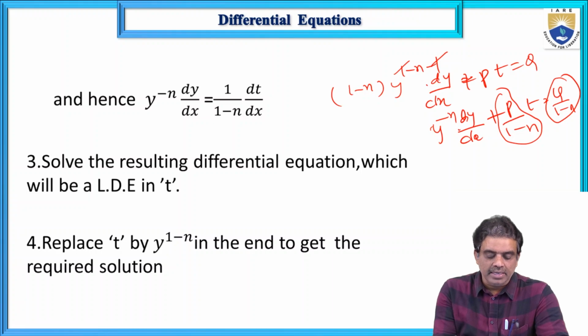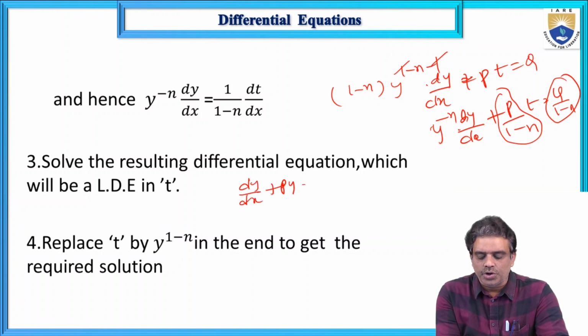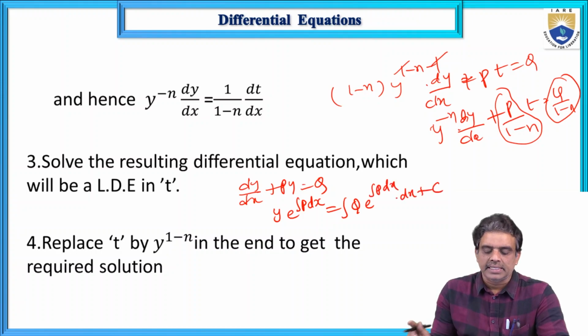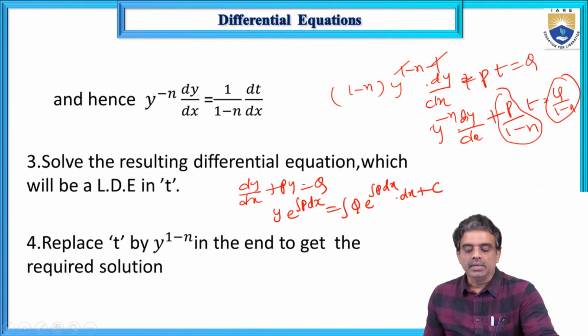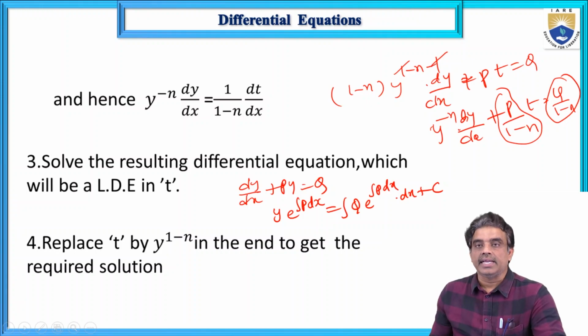So what is that method? dy by dx plus py is equal to q. Then the solution of the linear differential equation is in the form y into e power integral p dx is equal to integral q into e power integral p dx dx plus c. So this will be the solution of the linear equation.